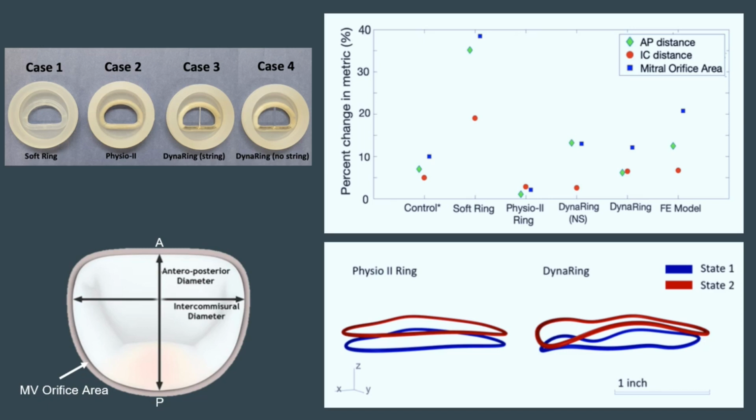In conclusion, DynaRing is a selectively compliant annuloplasty ring that has demonstrated similar dynamics as healthy annuli, outperforming semi-rigid rings in our studies. We look forward to your feedback to guide our continued design improvements.